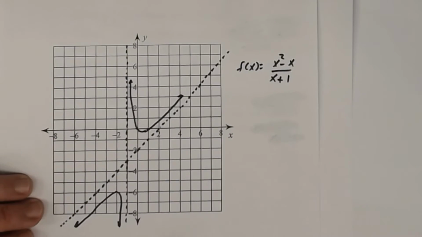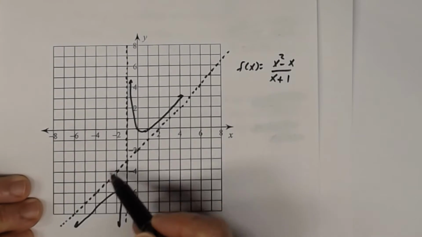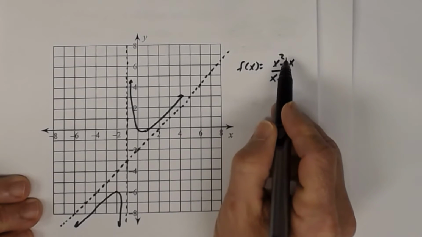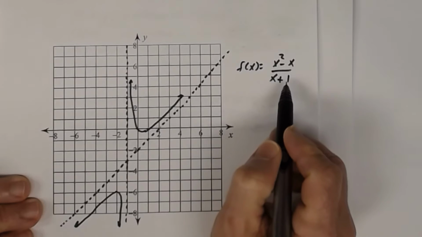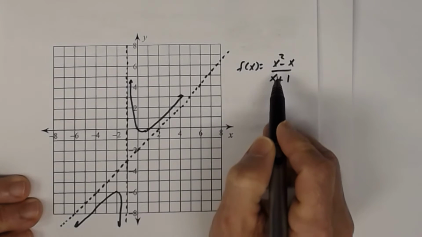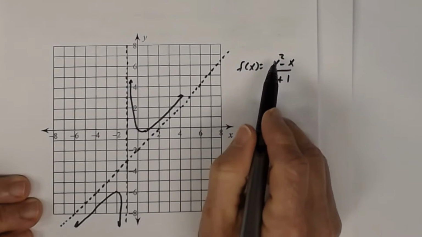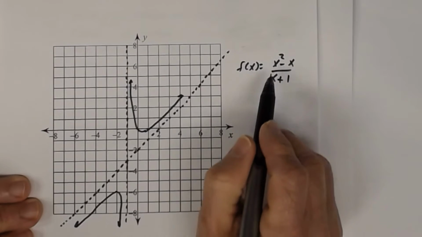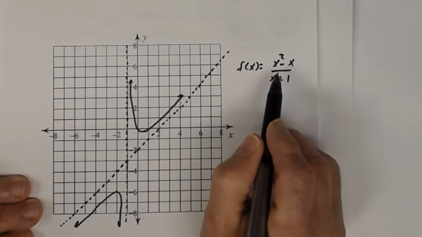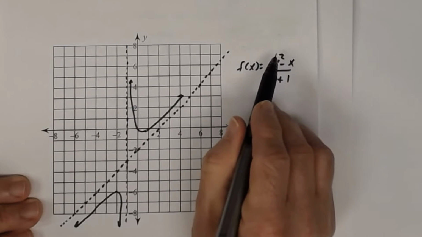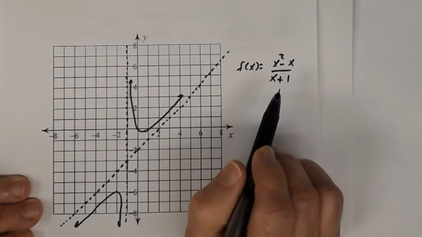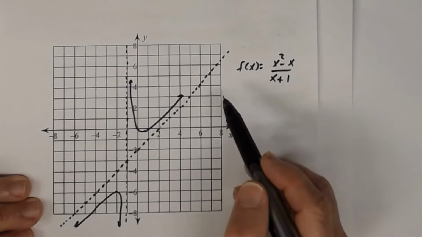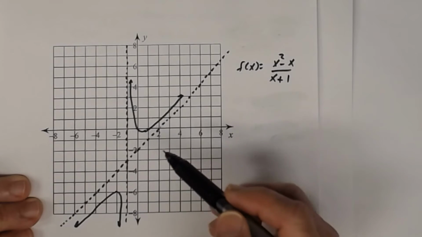So if you go back to this example where we had an oblique asymptote right here, what is the degree of the numerator? Well, the degree of the numerator is 2. What is the degree of the denominator? Well, the degree of the denominator is 1. Isn't the degree of the numerator 1 more than the degree of the denominator? So 2 subtract 1 is 1, right? So this rational function will have an oblique asymptote.